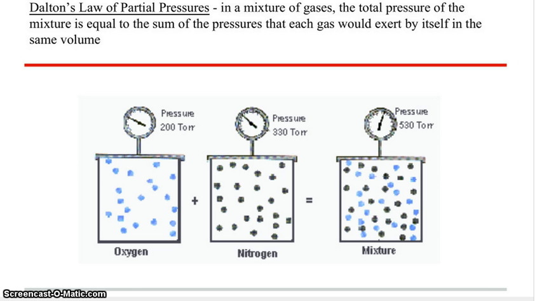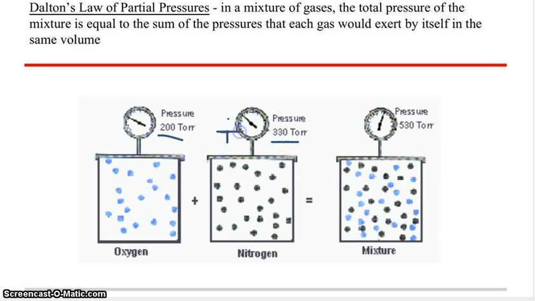So if we look at our example here, you're going to see a pressure measurement in a unit called torr. If we have oxygen and nitrogen, the oxygen itself has a pressure of 200 torr. The nitrogen by itself has a pressure of 330 torr. If we mix them into the same container, they both started in the same size container, and we put them both into one container, all we would do is add those two together.